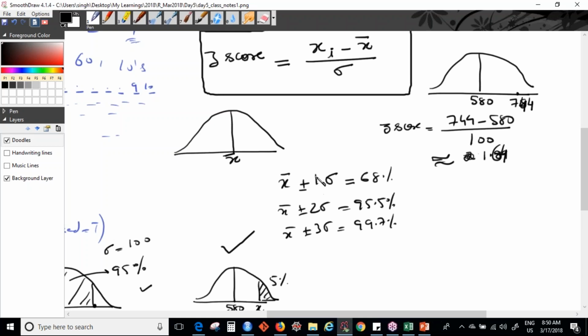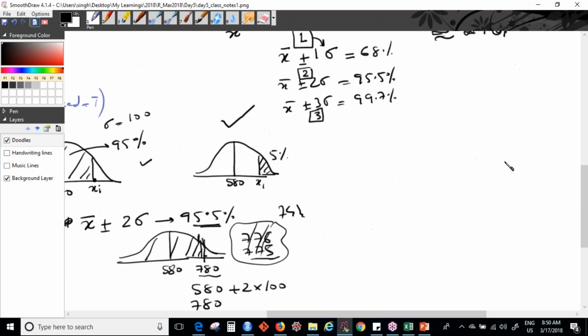Okay, so this one standard deviation away is nothing but a z-score of 1. This is a z-score of 2. This is a z-score of 3. Okay, so that means if your z-score is 1, what does it mean? And z-score, by the way, can be negative also. Okay, guys, so this means minus 1 to 1. This means minus 2 to 2.